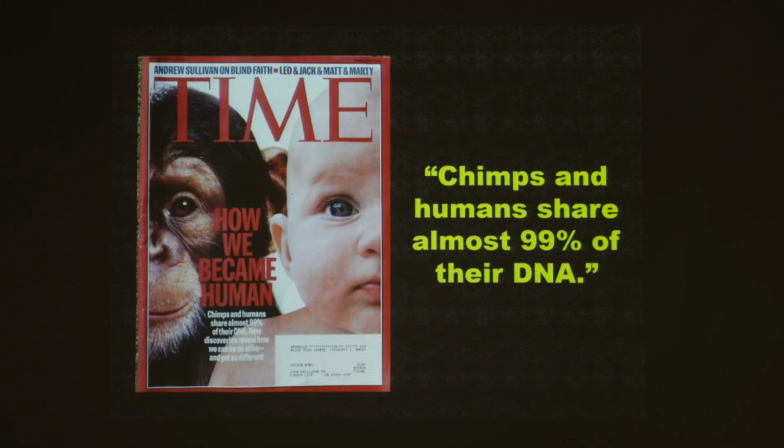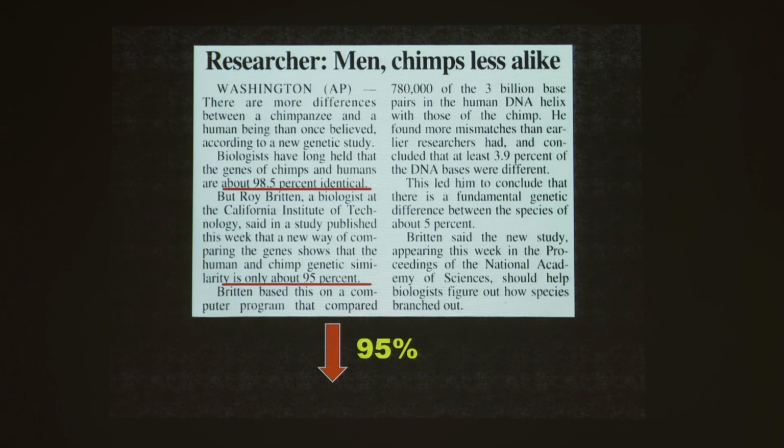Well, another similarity you may have heard of is our DNA. Here's Time Magazine, 2006. Chimps and humans share almost 99% of their DNA. Well, actually, that number is no longer accurate. Later research, Roy Britton, a biologist at California Institute of Technology, said in a study published that a new way of comparing the genes shows that the human and chimp genetic similarity is only about 95%.